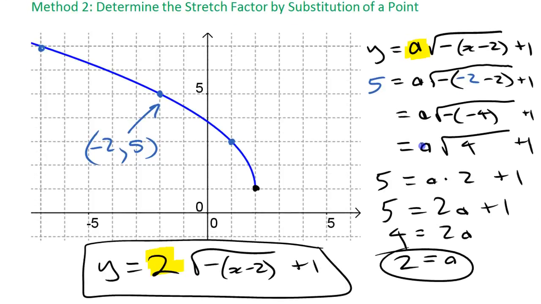So that's it. That is using transformations on the basic square root function to create graphs given the equation, or to write the equation given the graph. A couple different methods for each of those things. That's it.